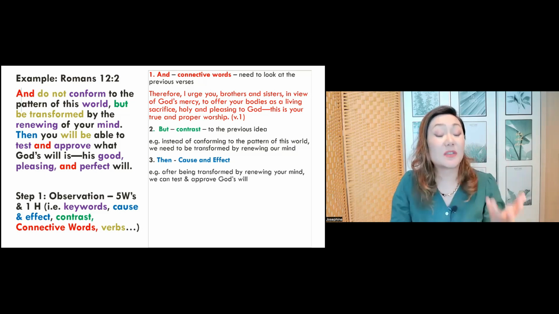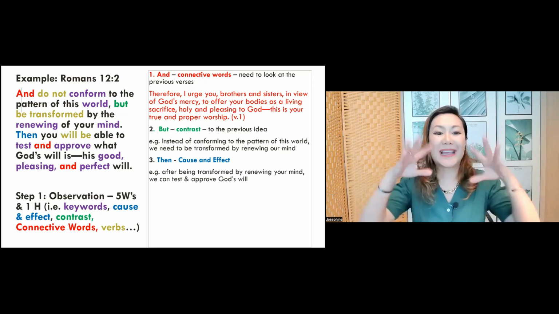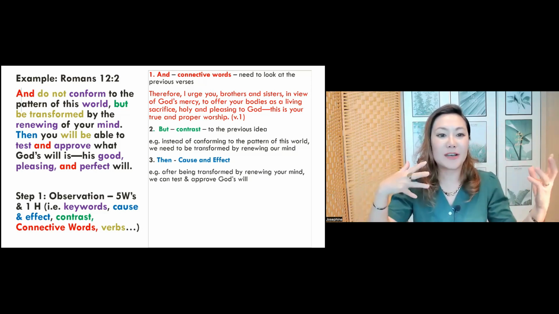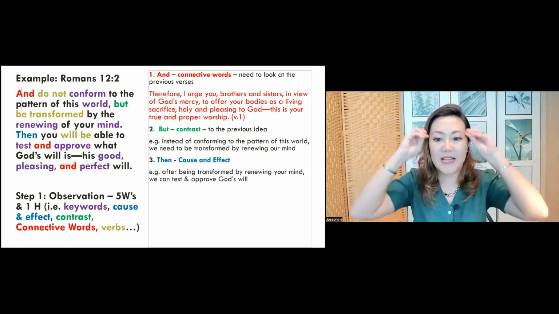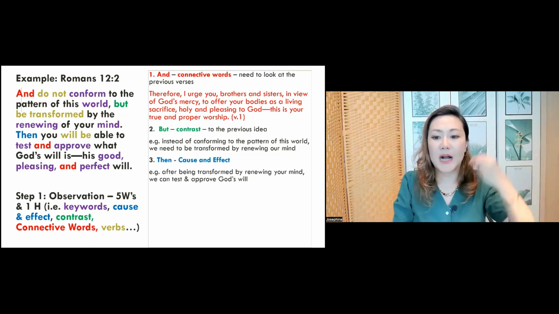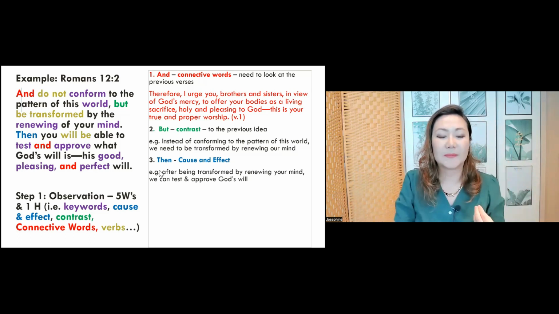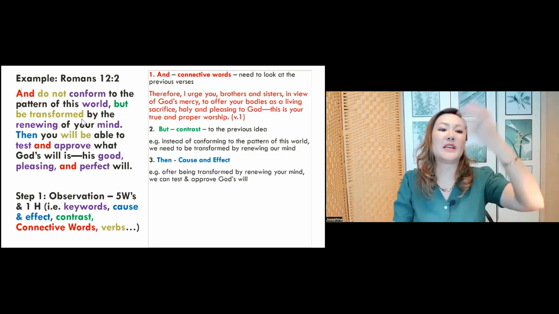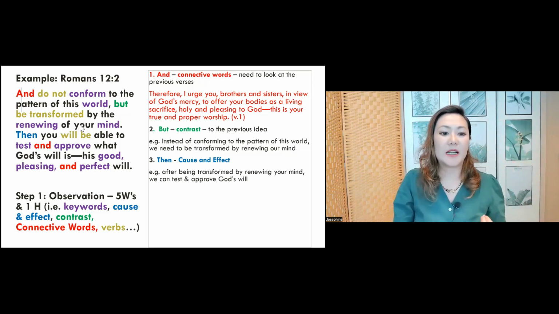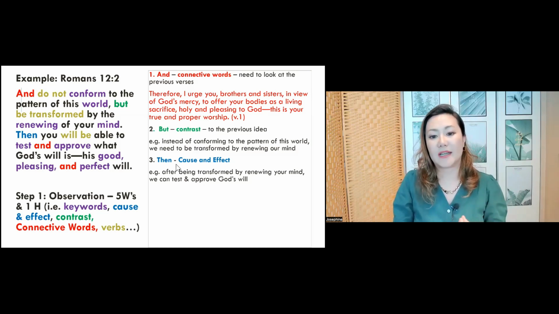After being transformed by renewing your mind, we can then test and approve God's will. Do you see the sequence here? Cause and effect: we cannot test and approve God's will unless our mind is being transformed, unless our mind is being renewed. So we see a cause and effect. Only if we start renewing our mind, only if we stop conforming to the pattern of this world, will we be able to test and prove what God's will is. So you see a cause and effect there.